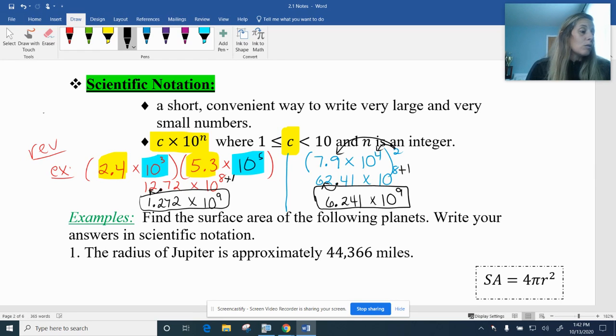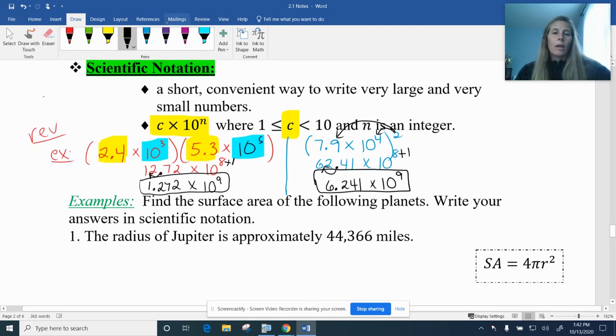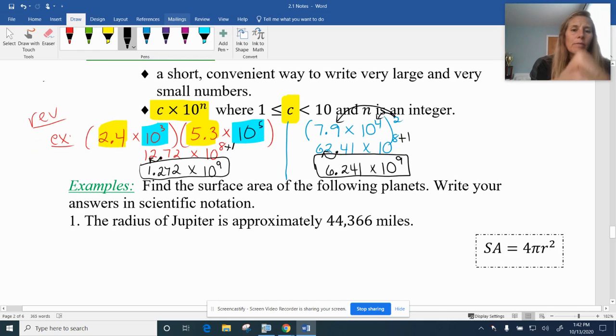So that's kind of how you do some of these operations with the scientific notation using those properties we just went over. And division would be the same thing. So I'm just going to put a division one up too.